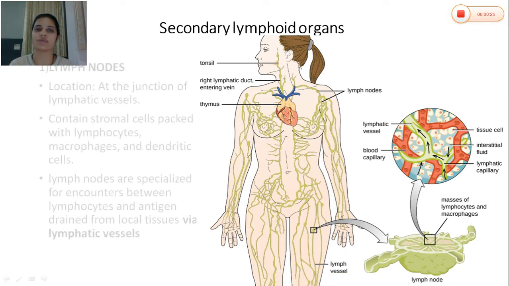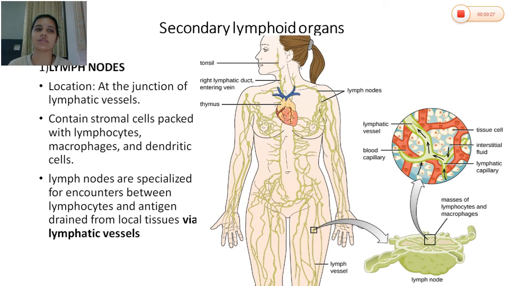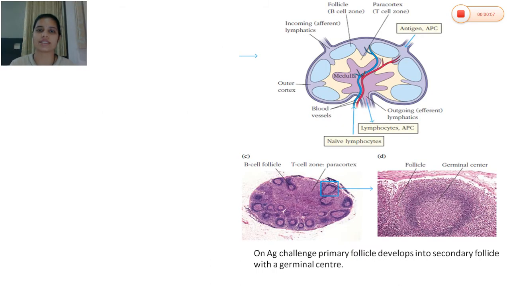Secondary lymphoid organs are of different types, as we have already discussed. The first one of them is lymph nodes. What are lymph nodes? Lymph nodes are formed at the junction of the lymphatic vessels. In our body there are hundreds of lymph nodes. These lymph nodes contain stromal cells packed with lymphocytes, macrophages and dendritic cells. Lymph nodes are special regions where the lymphocytes encounter the antigen which enters that particular area via the lymphatic vessels.